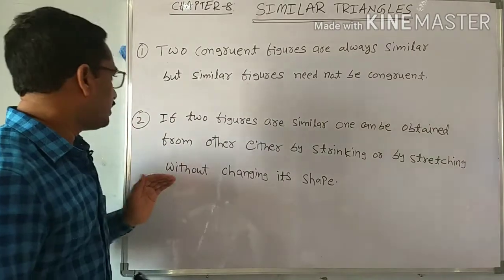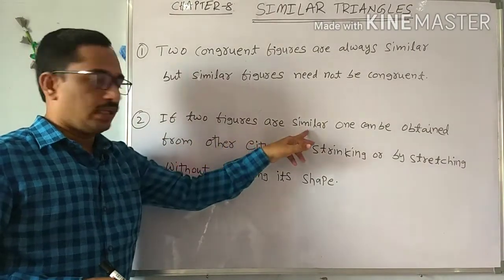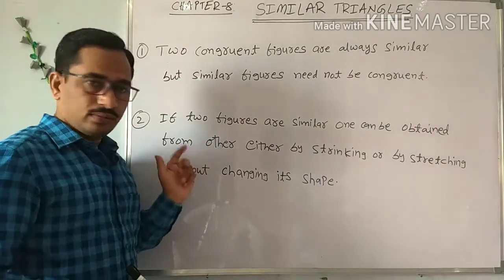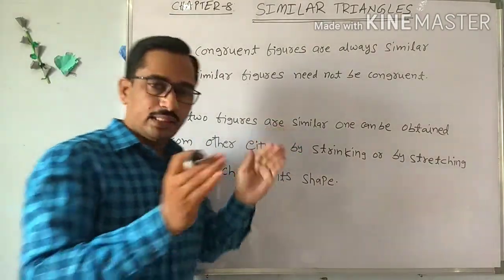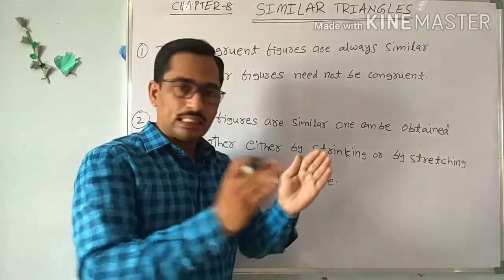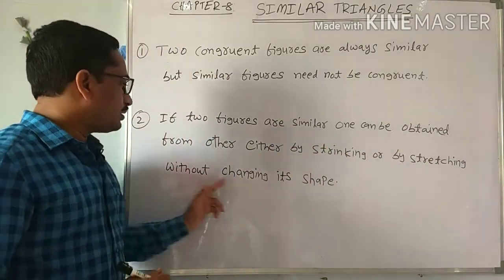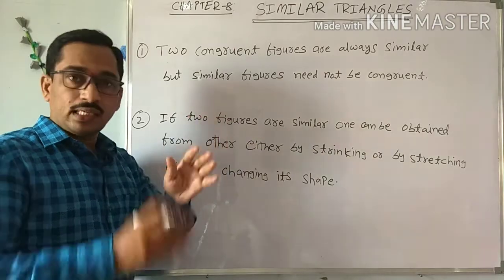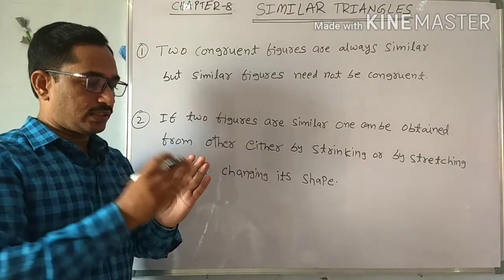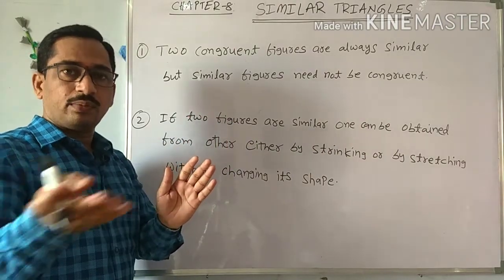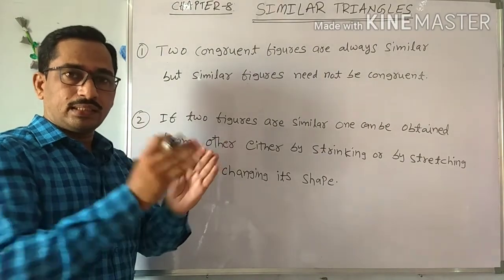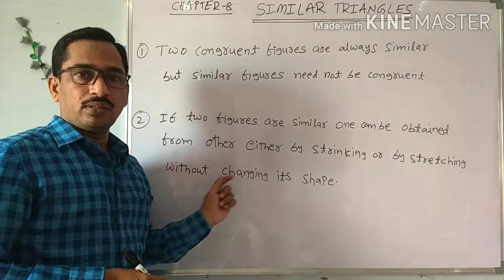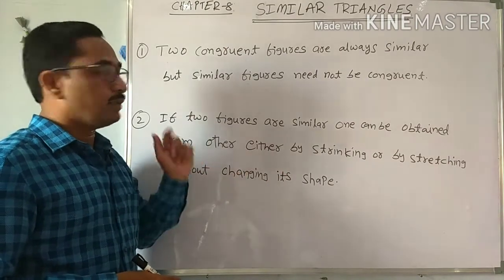Now the second point: if two figures are similar, one can be obtained from the other either by shrinking or by stretching without changing its shape. Meaning the second diagram is obtained from the first one by either shrinking or stretching without changing its shape. These are the two points related to similar figures.